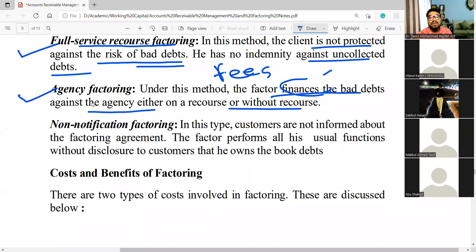And once finance is given, the factor now gets not only fees. Besides fees, what else will it get from us? Interest. Very good. Who said interest? Awesome. You see? Then it is easy to understand. When agency factoring happens, the factor extends another support to us. That is financing. And the fourth one, non-notification factoring. You see that? This is also interesting.